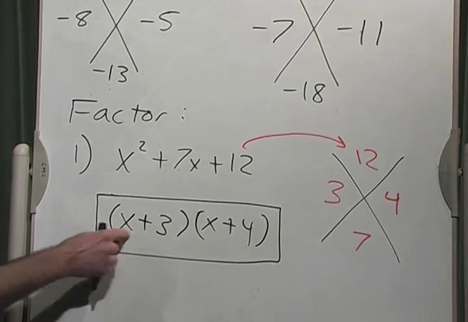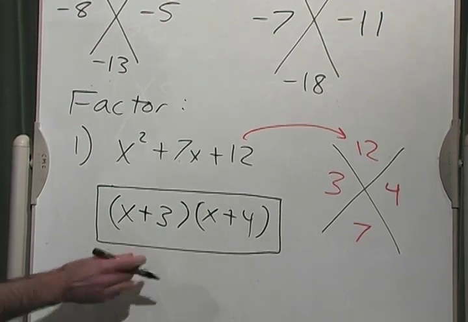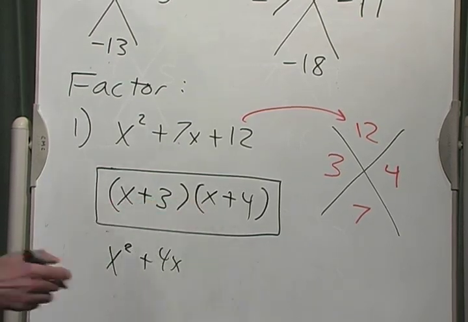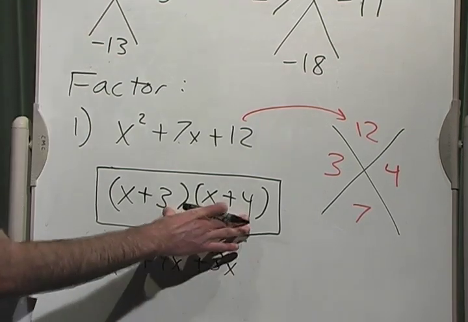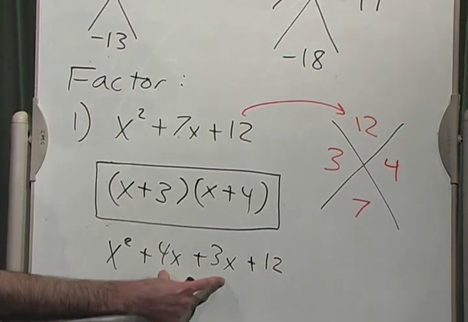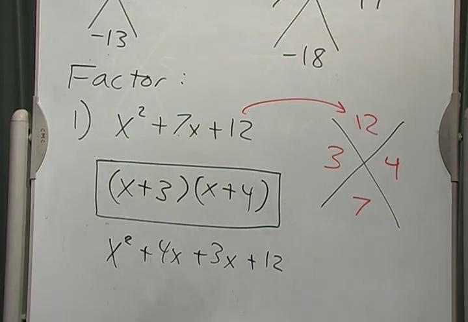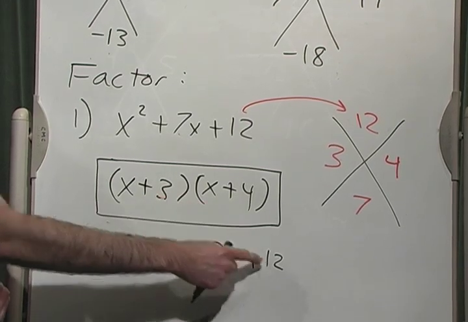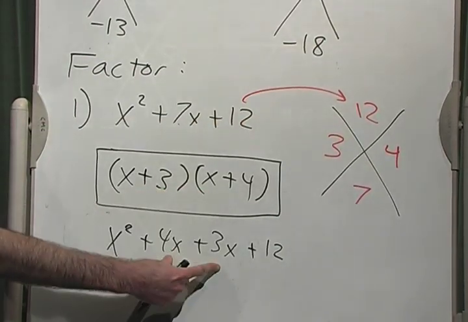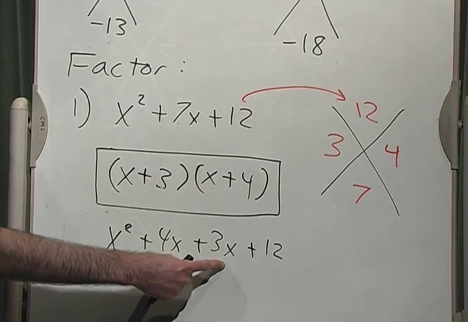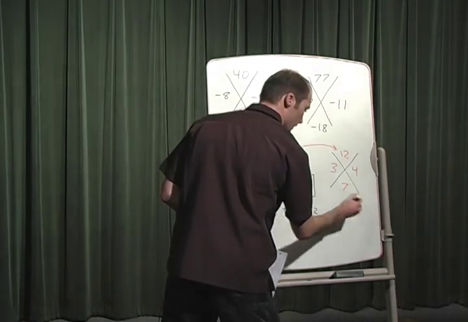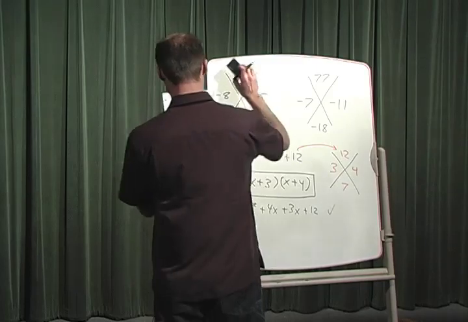Well, FOILing gives me x times x, x squared, then x times 4, that's plus 4x, then x times 3, that's plus 3x, and then plus 12. Well, this is going to match up with what I have here, x squared plus 7x plus 12. And notice how these two numbers have to multiply to 12. That's why I put 12 up here. And they have to add to 7 because I need to have 3x and 4x, giving me the middle term of 7x. Okay, so let's see if we could do a few more.